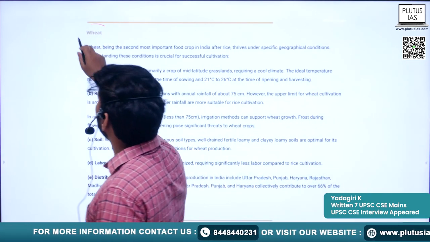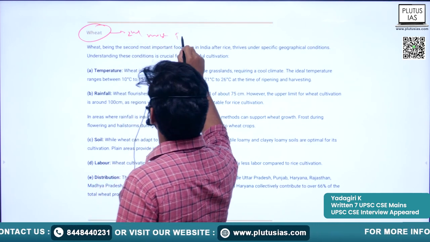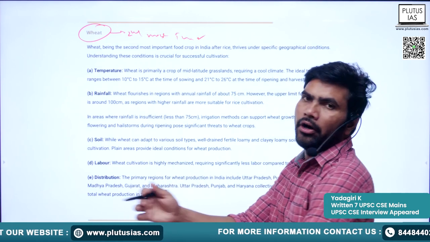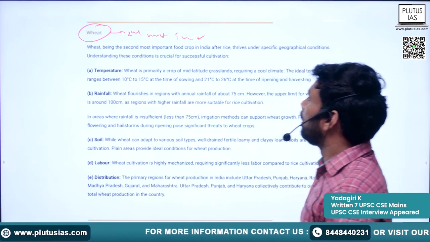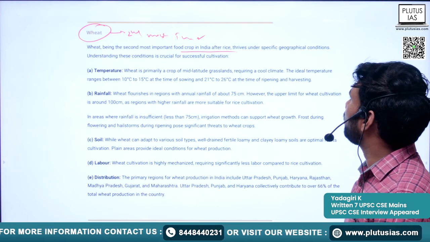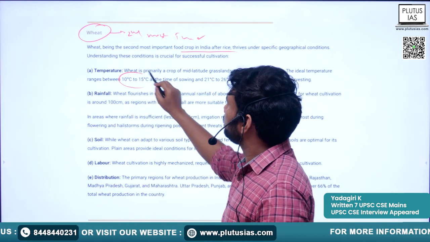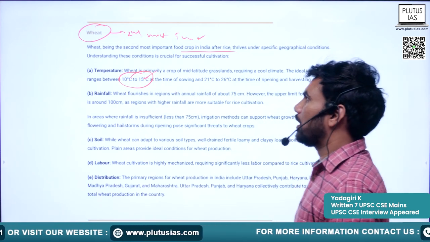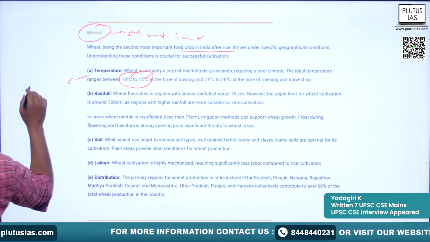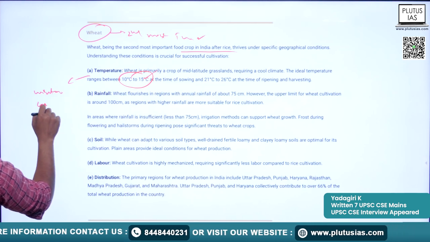Next important crop is wheat. We can say it is the second most important crop in India. It is also a food crop highly consumed by people in India, especially in the northern and northwestern part of India. So it is the second most important food crop in India after rice, right? The ideal temperature required ranges from 10 to 15 degrees centigrade. Because of this reason, it is a winter crop in India.